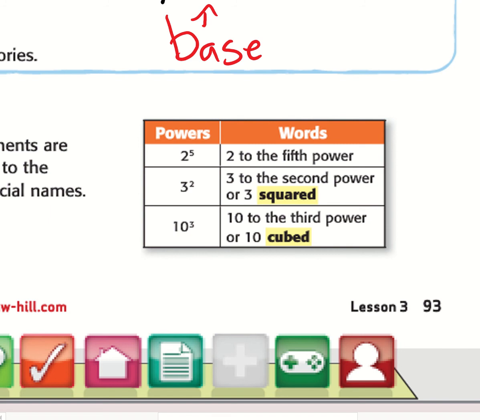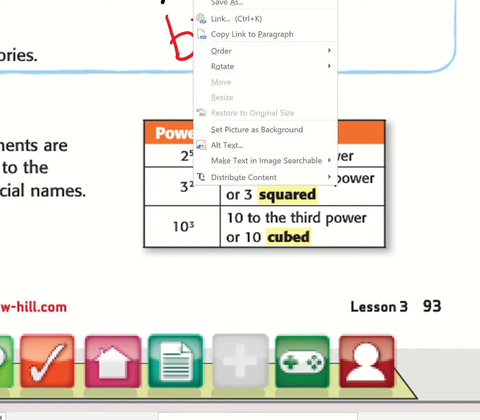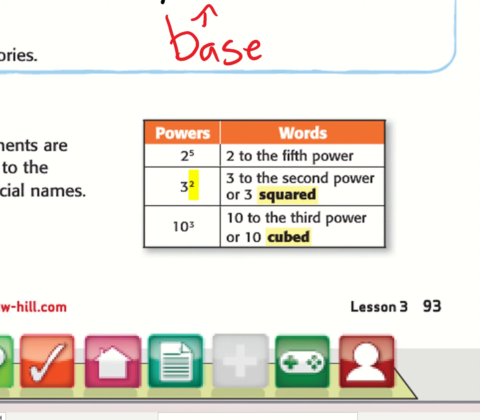Now, if it's a 2, so we have 3 to the 2nd power, we can just say 3 squared. More than likely, people are going to be using this shortcut as 3 squared, and the other one is to the 3rd power. We have 10 to the 3rd power, or it's going to be called 10 cubed. But it's only the 2 and the 3, squared and cubed, that have special names. Everything else will be using this rule right here.